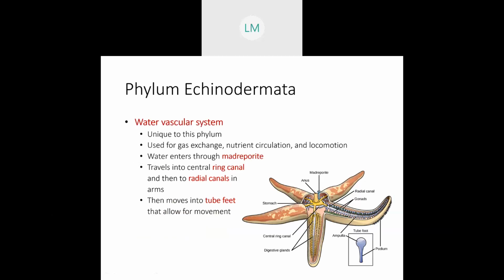Phylum Echinodermata has this unique feature called a water vascular system. This is something that is not seen in any other group. It's only seen in this phylum. It's a way that these organisms get water into their bodies and move it around their bodies that's useful for gas exchange, nutrient circulation, and for actually moving around for locomotion.